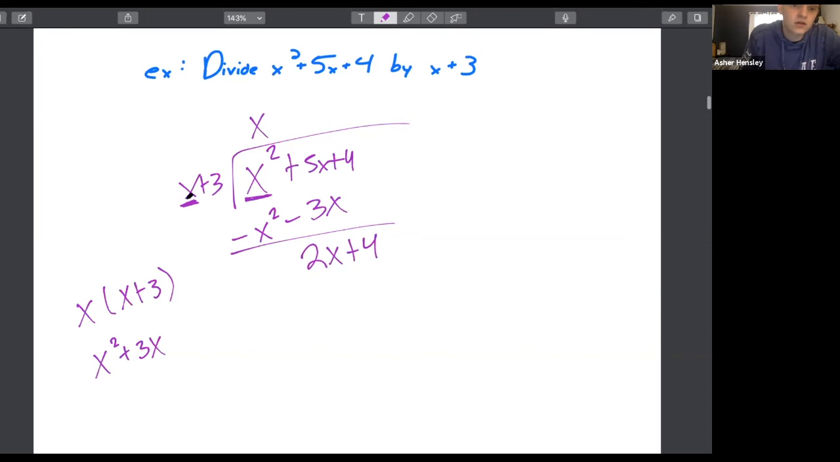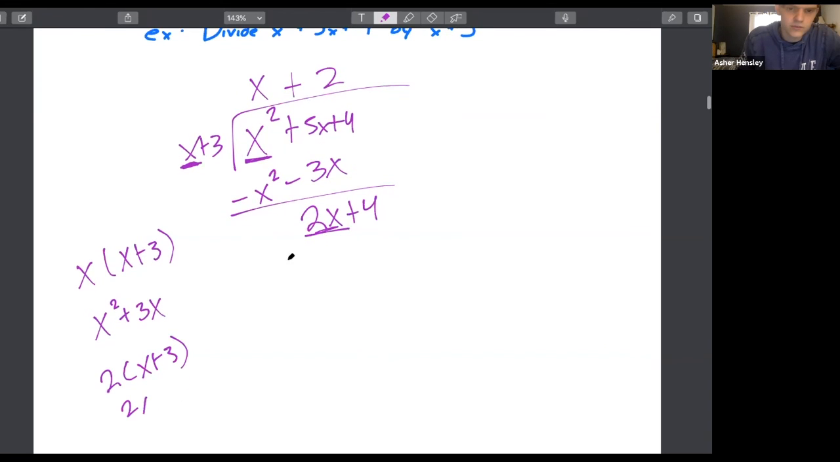How many times does x go into 2x? Twice. Good. So plus 2. Now we do 2 times x plus 3, and that gives us 2x plus 6. So we subtract 2x here, subtract 6 here, get negative 2.